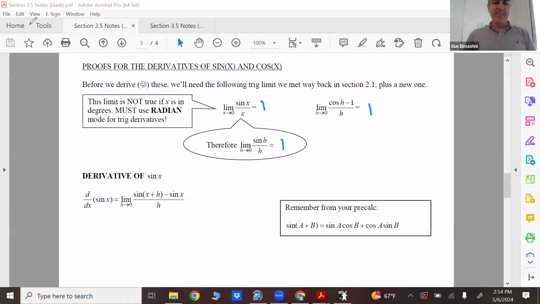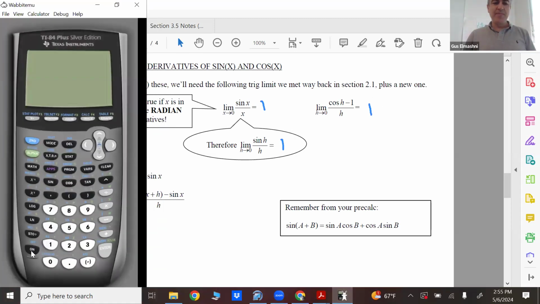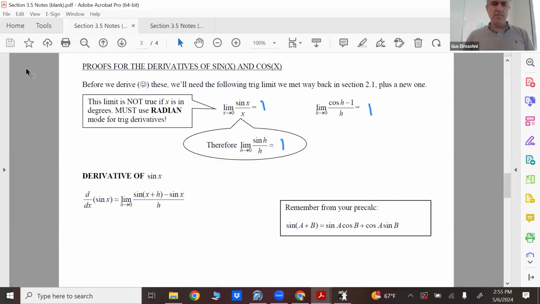Let me double check, I'm not 100% sure. If I do cosine of 0.001 minus 1, divided by, okay, so it's probably going to be 0. Is that right? Guess so. Let me look that up really fast.